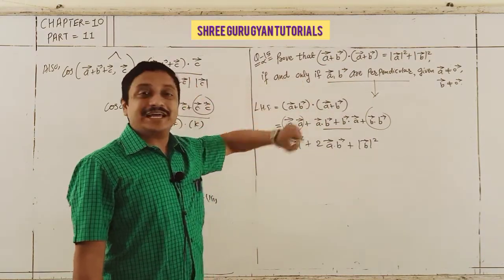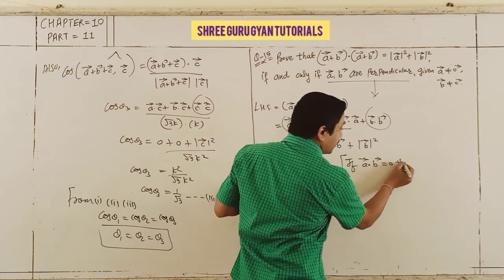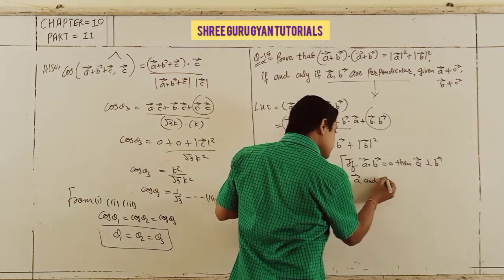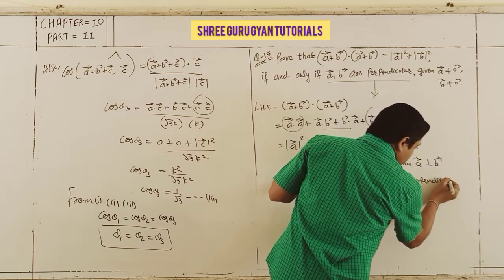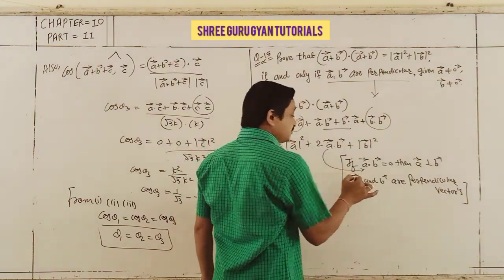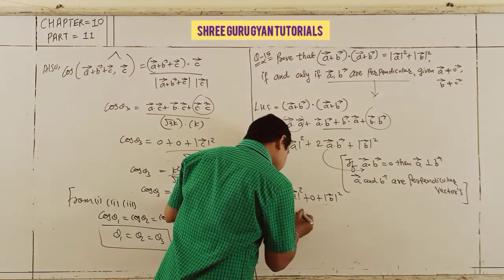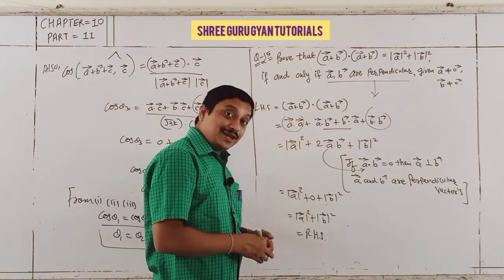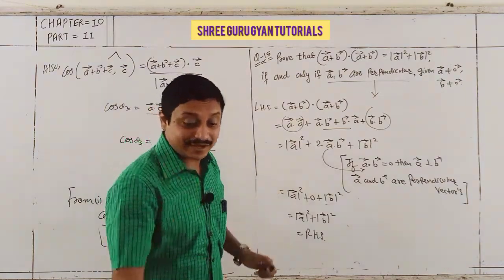So that is the intermediate step I utilize. If A·B is 0, then confirm A is perpendicular to B. Means A and B are, what? Perpendicular vectors? Yes, perpendicular vectors. That's the principle I utilize here. So the whole square becomes |A|² + |B|², and that's your RHS. But the reason is only and only if A and B are perpendicular to each other. That's the way we go.